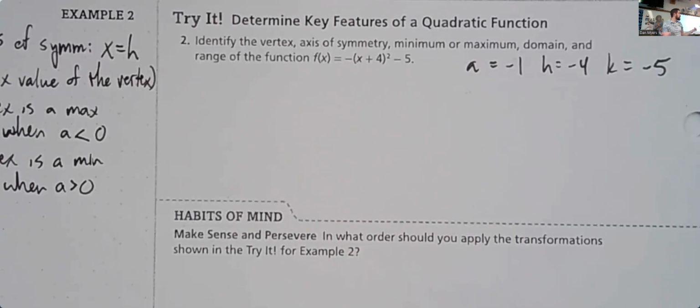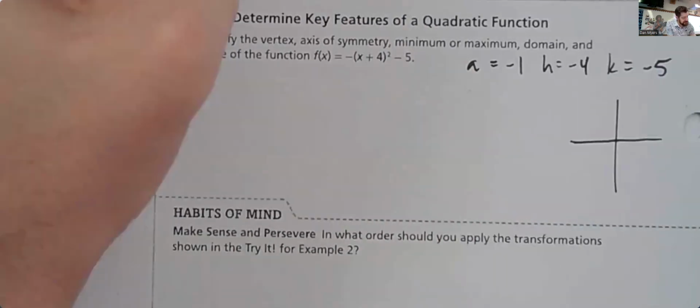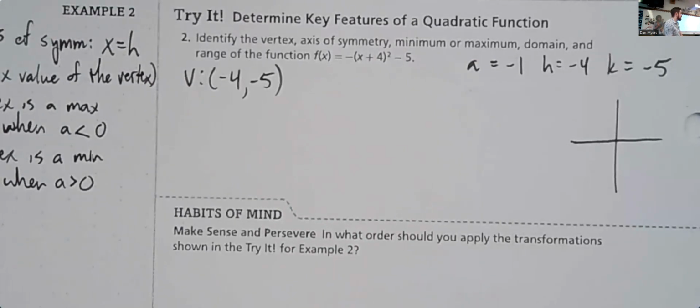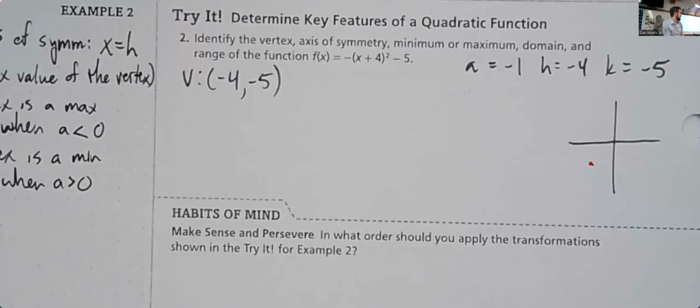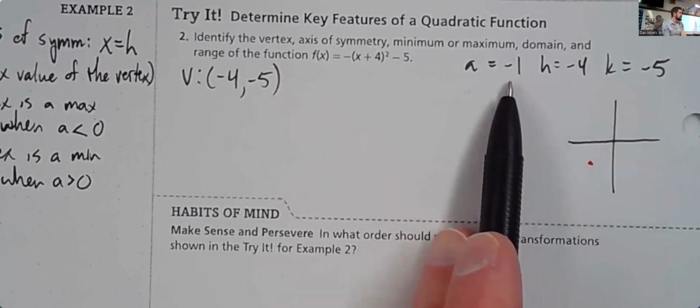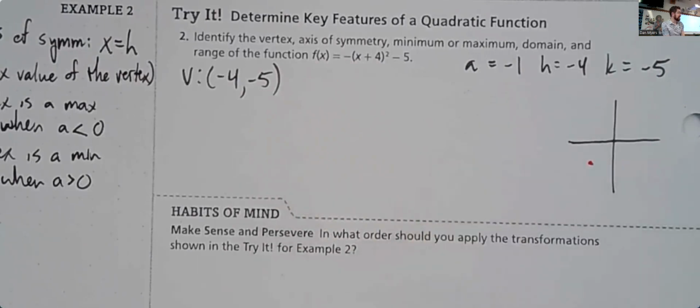Now I'm just going to do a very quick sketch of this. Here's an X, here's a Y axis. Where's my vertex at on this one? So off to the side, I'm going to say V is (-4, -5). Now, if I have a vertex of (-4, -5), that's going to be somewhere down here, right? Again, I'm not going to put numbers on this. I just want to do a very brief sketch. The negative value of A means what about the direction of the parabola? It's facing upside down.